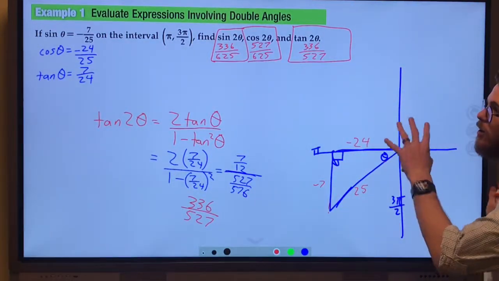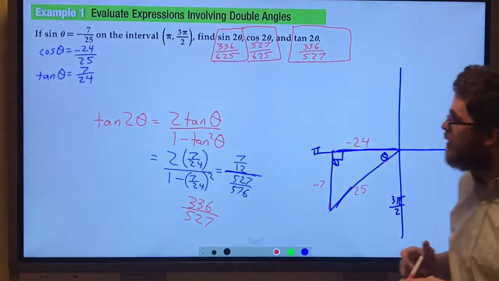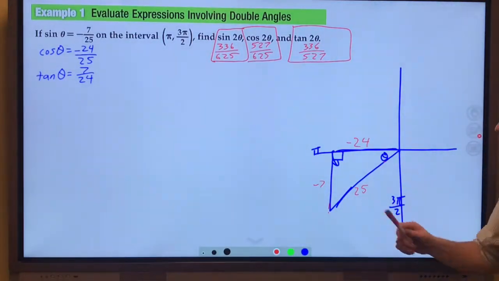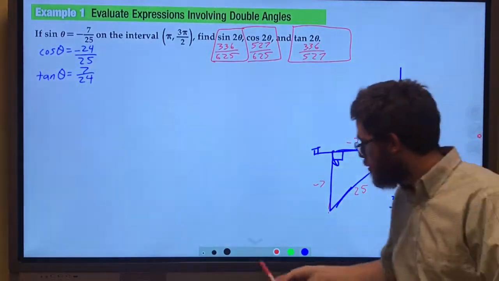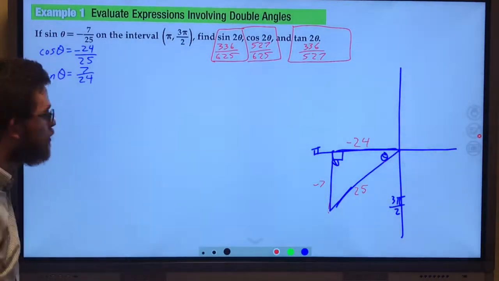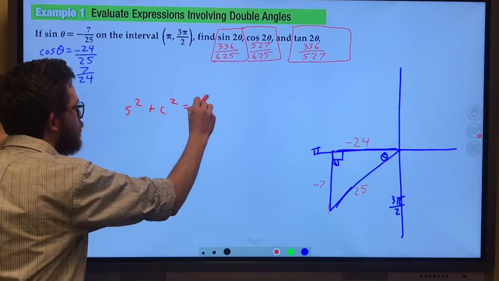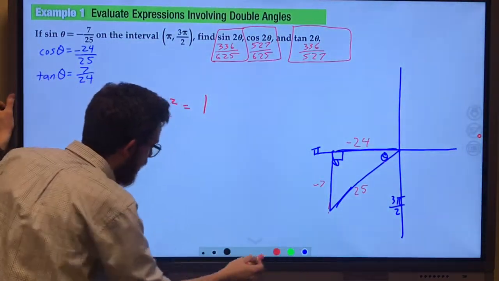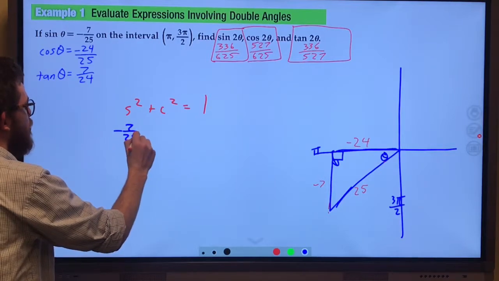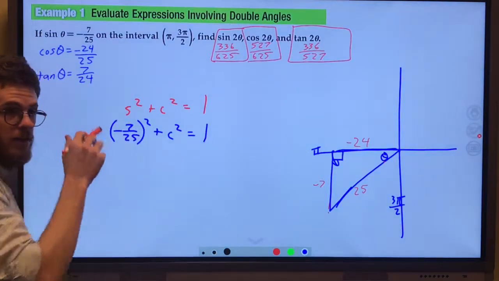earlier I showed how to get cosine and tangent using this triangle. That's not the only way we could have done this, and I like to show multiple ways. So if you didn't like this whole triangle thing and you wanted to use another method that we have used, if we have sine, we can find cosine using our Pythagorean identity. Sine squared plus cosine squared equals 1. So we could take sine, which is a negative 7 over 25, and square it, plus cosine squared, whatever that may end up being, and set it equal to 1.